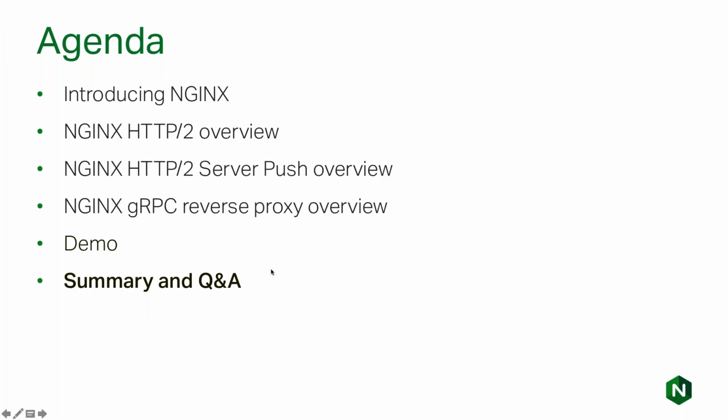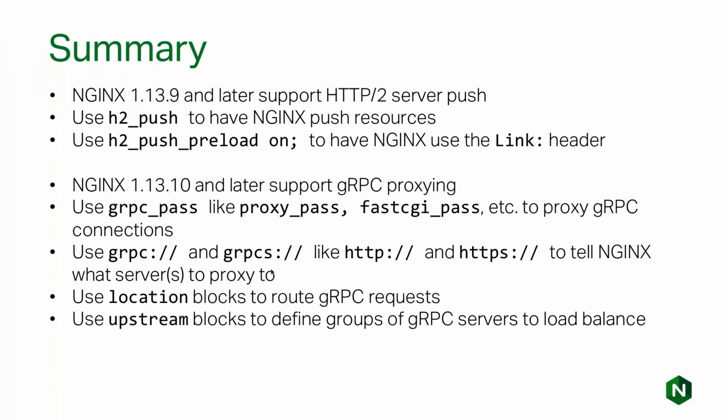So, in summary, NGINX 1.13.9 supports HTTP2 server push with two directives, h2_push to explicitly push resources and push_preload on to enable NGINX to inspect the response from the upstream, intercept the link header, and initiate pushes to the client. The 1.13.10 release supports gRPC proxying, very simply configured using a new grpc_pass directive that proxies connections using HTTP2.